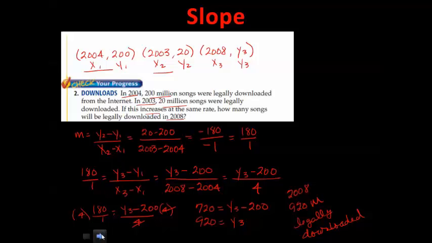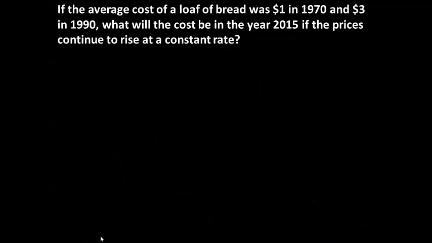All right, let's move on to our next example. It says if the average cost of a loaf of bread was $1 in 1970 and $3 in 1990, what will be the cost in the year 2015 if the prices continue to rise at a constant rate?